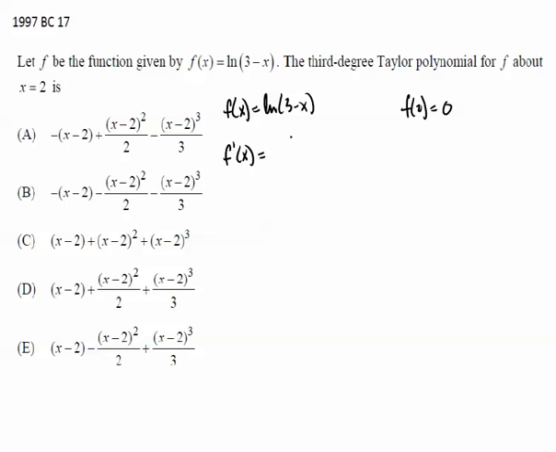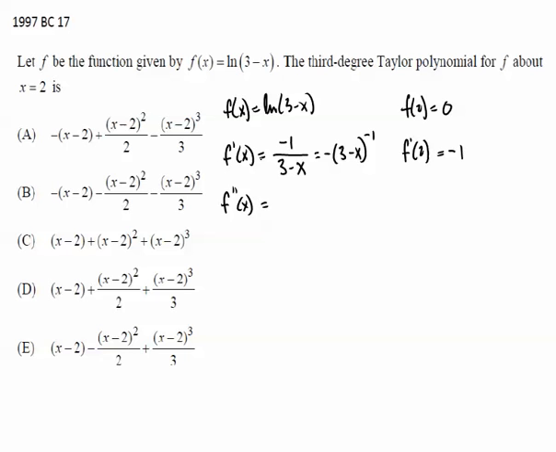Well, the first derivative is going to be 1 over 3 minus x. By the chain rule, you still need a negative 1 in there. And f prime of 2 is going to be negative 1. So I also may want to rewrite this as negative quantity 3 minus x to the negative first power to find the successive derivatives. All right, next, second derivative.